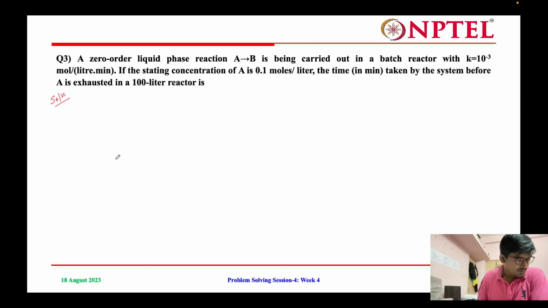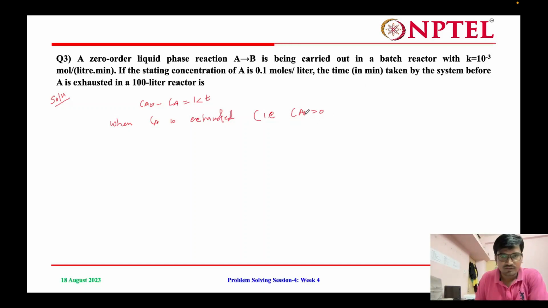So for the zero order liquid phase reaction, the rate equation after integrating gives CA0 minus CA equal to kt. So when A is exhausted, that is CA is equal to 0, then CA0 is equal to kt.